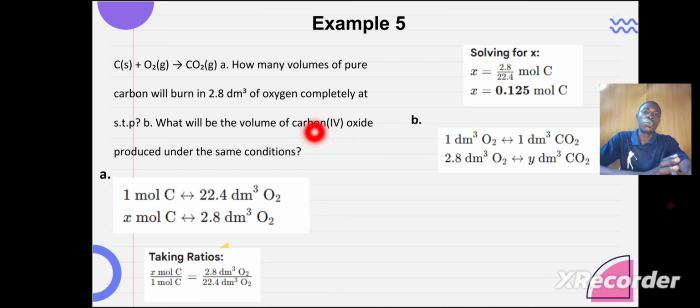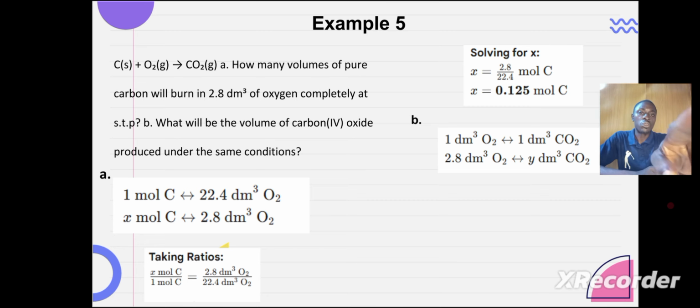For example, you can say 1 mole of carbon is equivalent to 22.4 dm cube of carbon dioxide. That means 0.125 and so on will be equivalent to what? So what will be the volume of carbon dioxide?